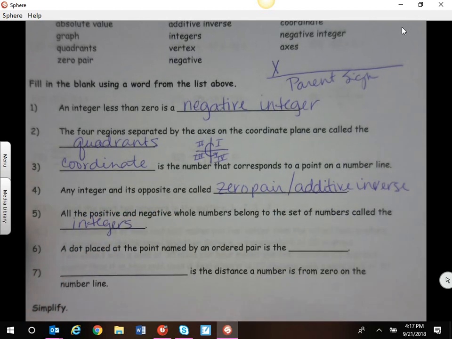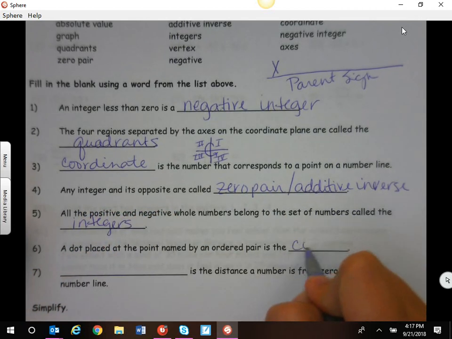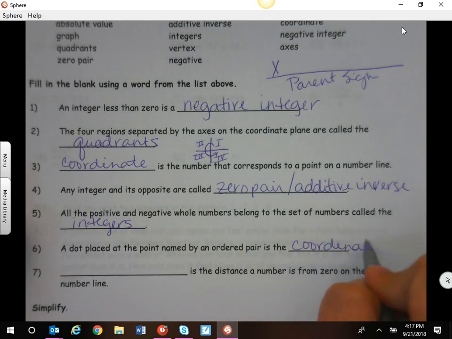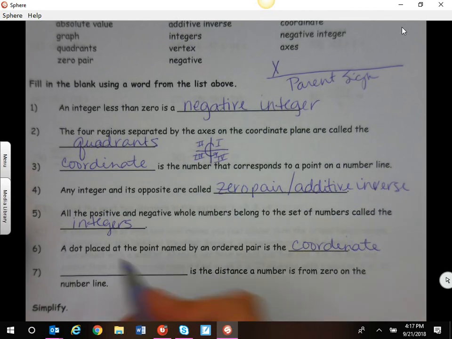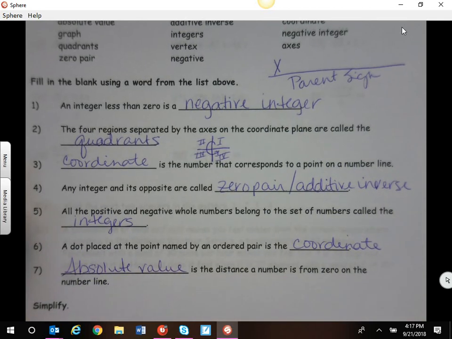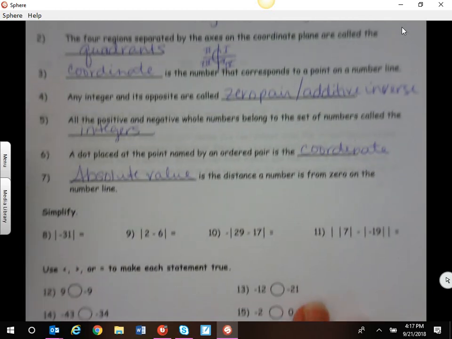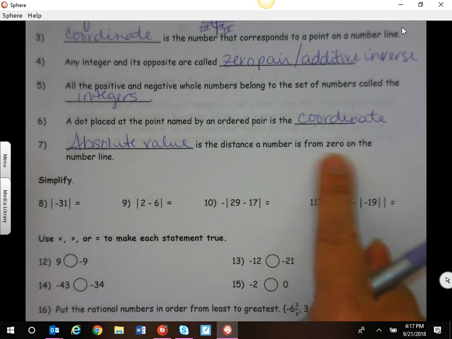A dot placed at a point on an ordered pair is the coordinate, so we can have a coordinate on a number line, but we can also have a coordinate on a graph, that XY coordinate. The absolute value is the distance a number is from 0. We also talked about absolute value, applying it.